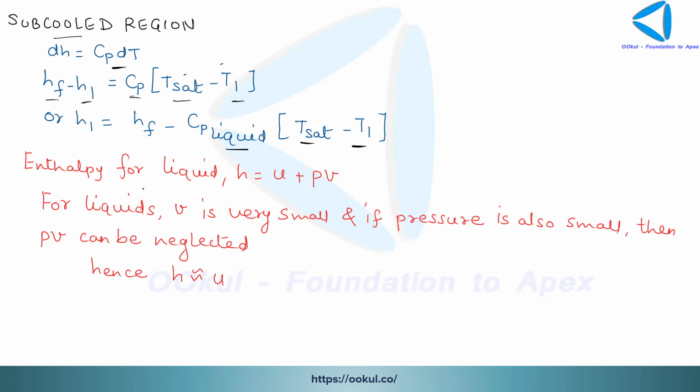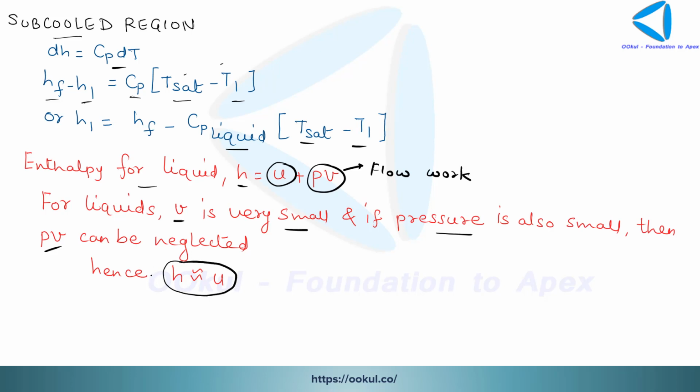From the basic definition of enthalpy we have H equal to internal energy plus flow work. This is known as flow work. So for liquids, specific volume is very small, and if pressure is also small, then PV can be neglected. So for liquids, generally, the values of enthalpy are very close to internal energy under these conditions. That is, at those small pressures the values of enthalpy and internal energy are almost the same.